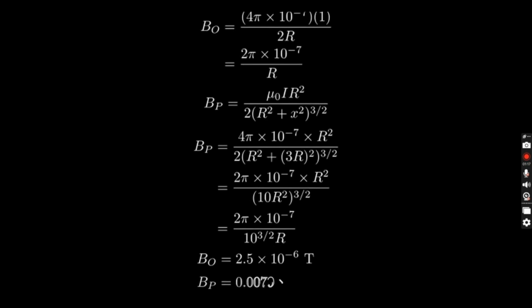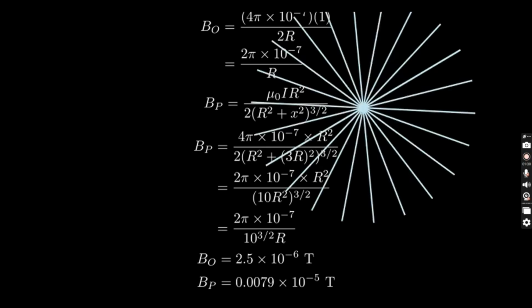After calculating these expressions, we find that the magnetic field at the center, O, is 2.5 times 10 to the minus 6 Tesla, and at point P it is 0.0079 times 10 to the minus 5 Tesla. Notice how the magnetic field is stronger at the center and weaker as we move along the axis, which is shown by these magnetic field lines.